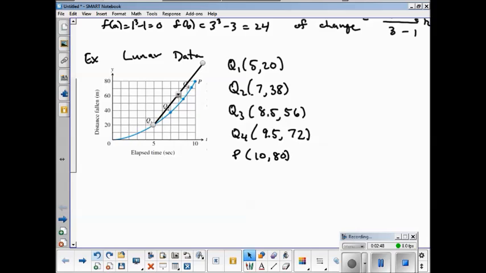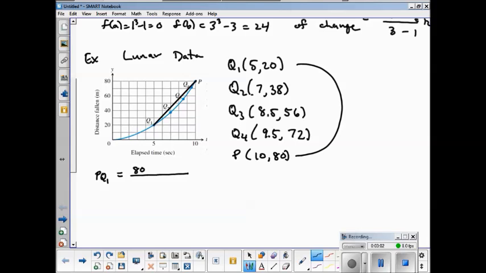So let's start with this one. Alright, let's work it out real quick. All we have to do is take the slope of line PQ1 by taking the rise over the run. So we're doing this one and this one, right? So 80 minus 20 over 10 minus 5.